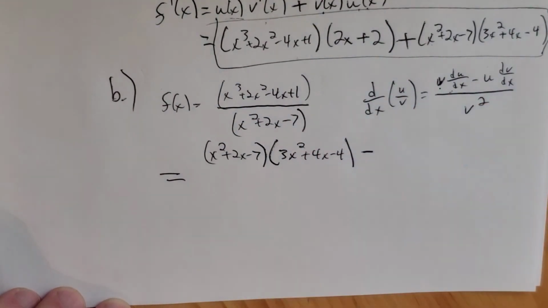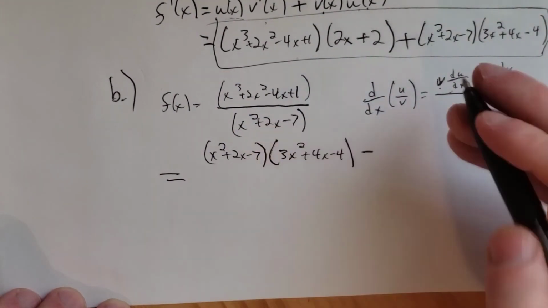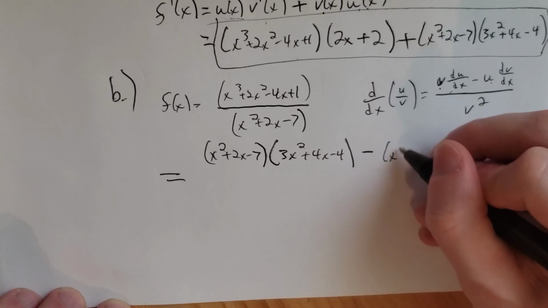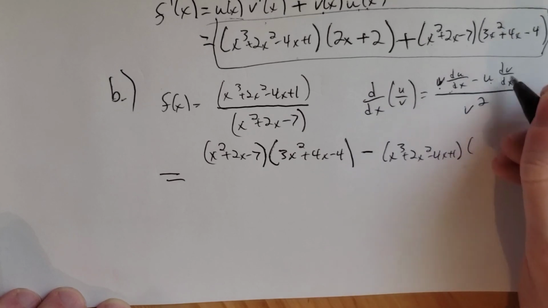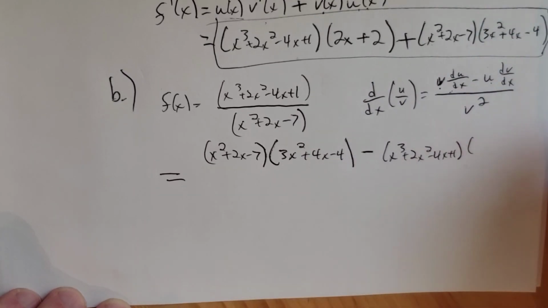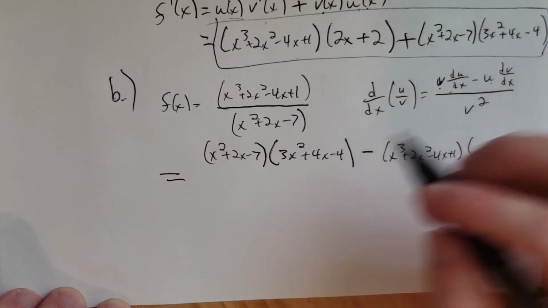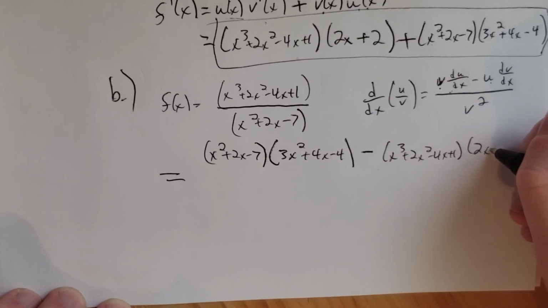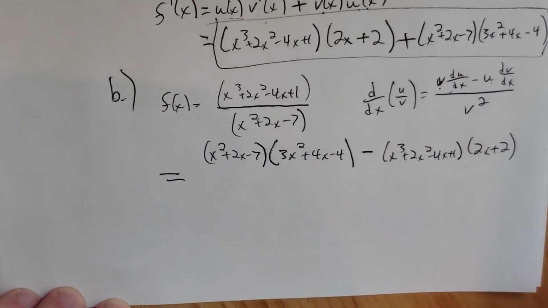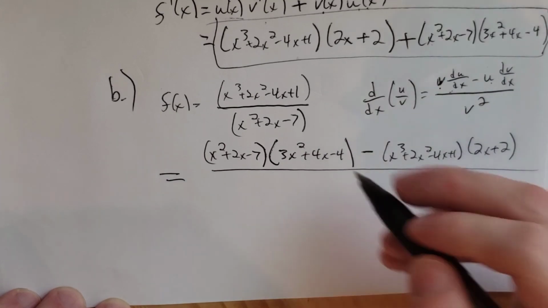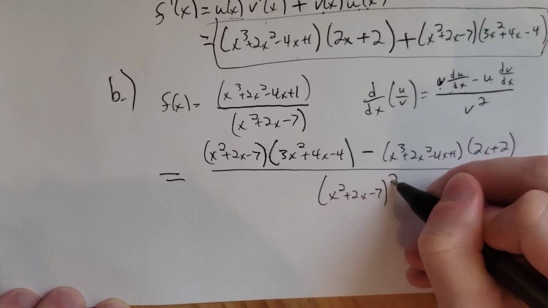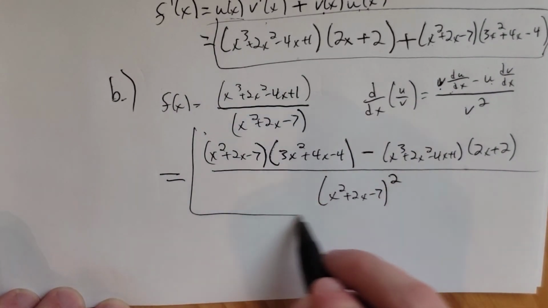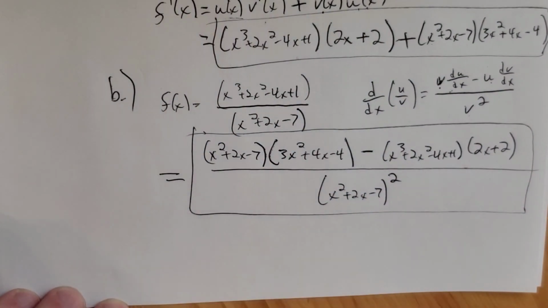Then we subtract u, so the numerator, that is x cubed plus 2x squared minus 4x plus 1, times the derivative of the denominator. So what is that? Well, that is 2x plus 2. And then we take all of that and divide by the denominator squared. So that's x squared plus 2x minus 7, quantity squared. And again, don't reduce this. Leave that as it is. Circle your answer and be done.